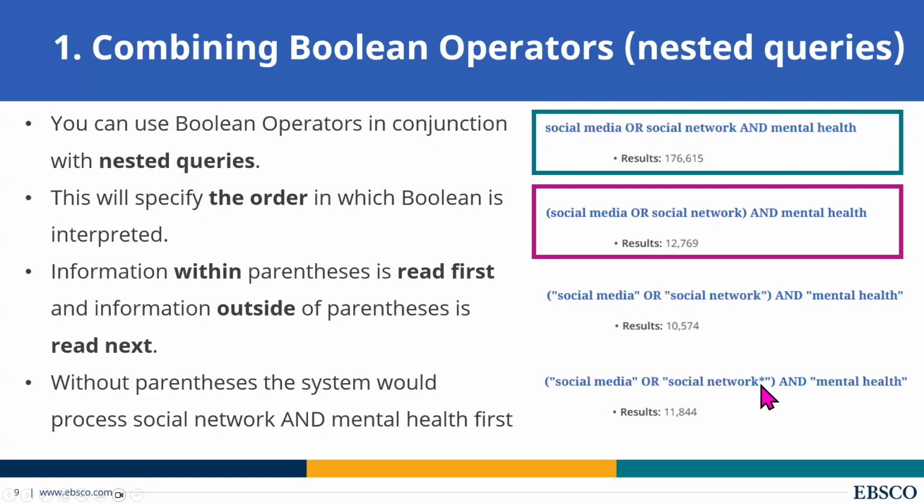And that is because I've put an asterisk here. We call this truncation after network. So it's going to look for social networks, social networking, and so on. So my results are a little higher because it's a little bit broader. So these are just some examples of more advanced searching with your Boolean and some additional search tips.